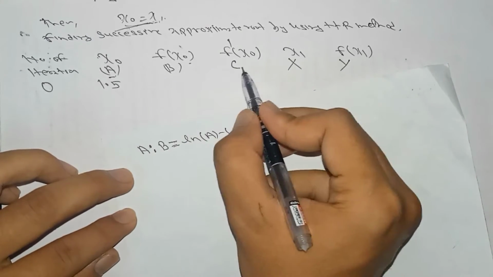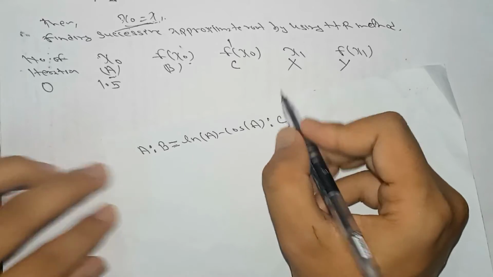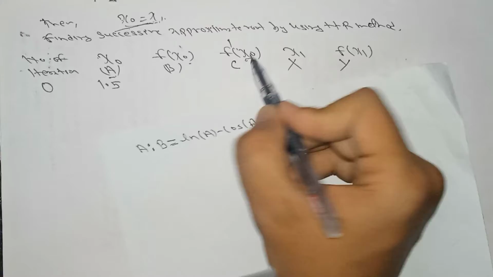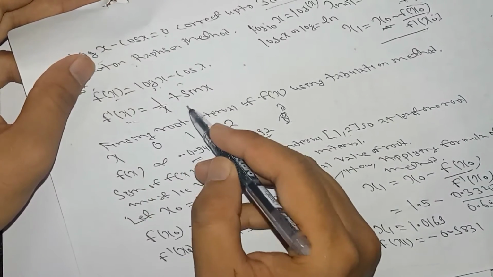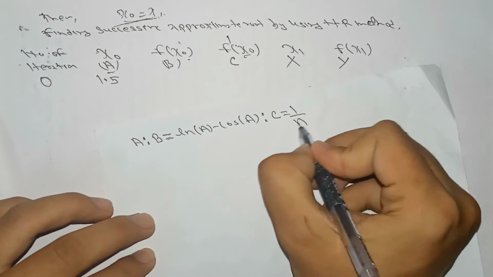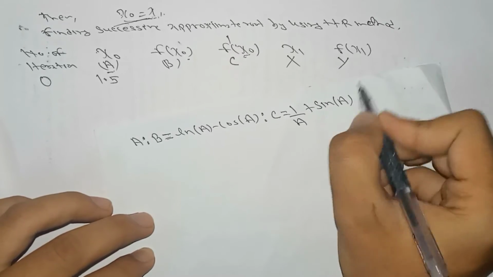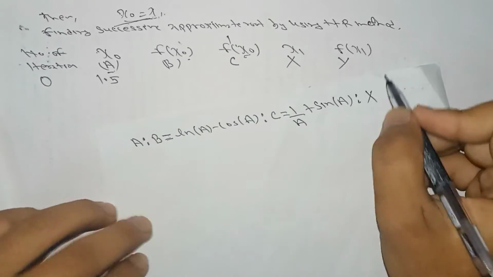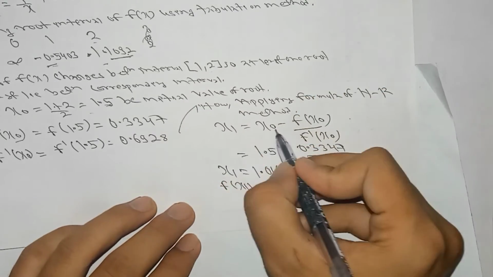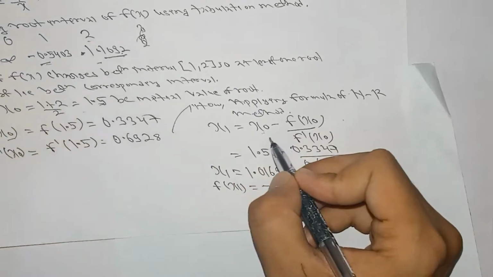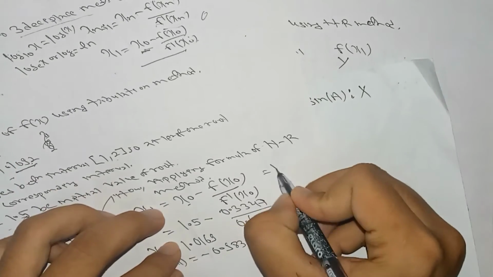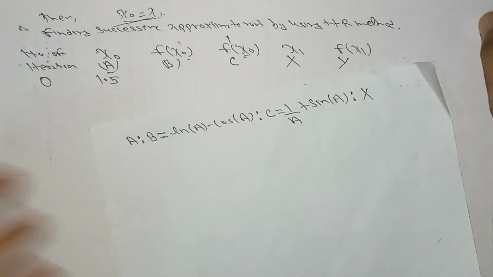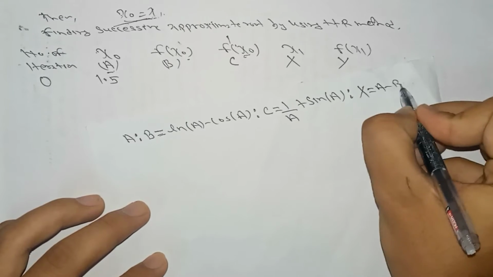Again we have to write c, so colon c, and here you can see it is the derivative of the function, and here also it is x0. So again we have to write this derivative function in terms of a. That means c is equal to 1 by a plus sine of a. Again we have to give a colon and write another variable, x. As you know, here is the formula x1, which is x0 minus f of x0 by f dash of x0. Since x0 is a, f of x0 is b, and f dash of x0 is c, it becomes a minus b by c. So we can write x is equal to a minus b by c.